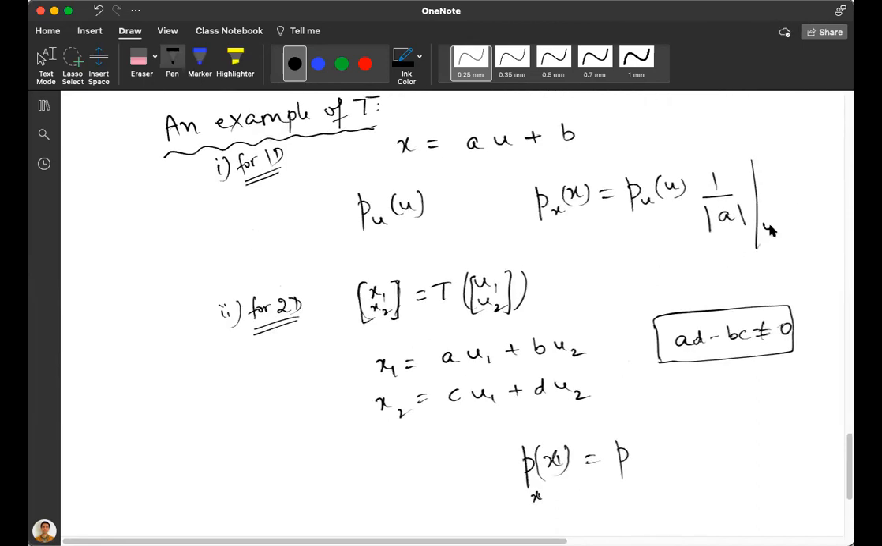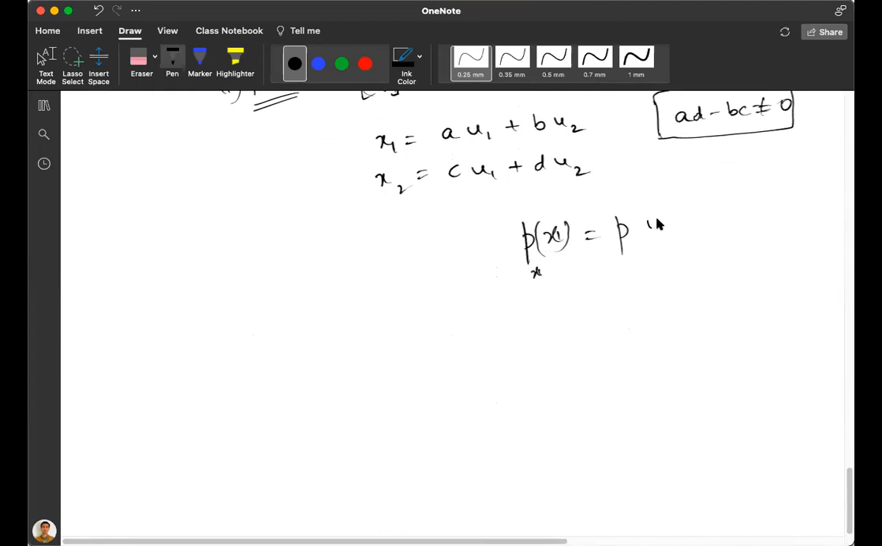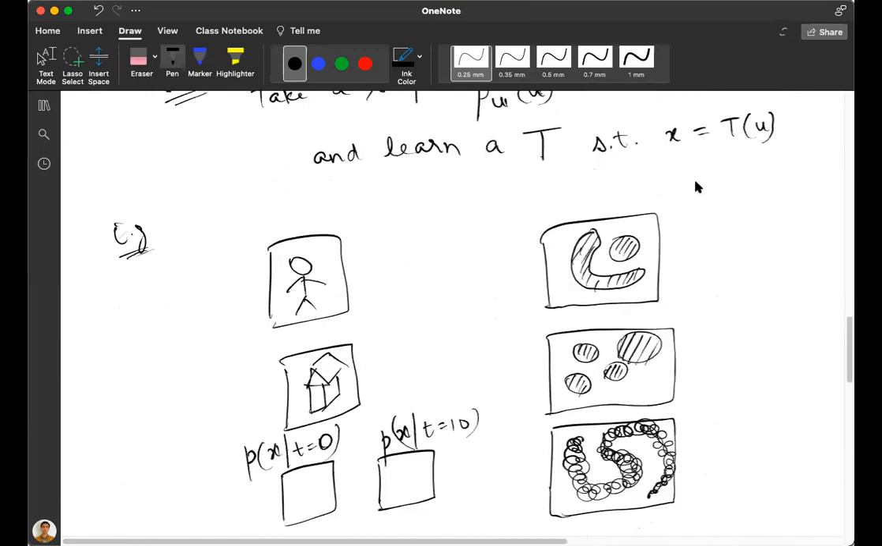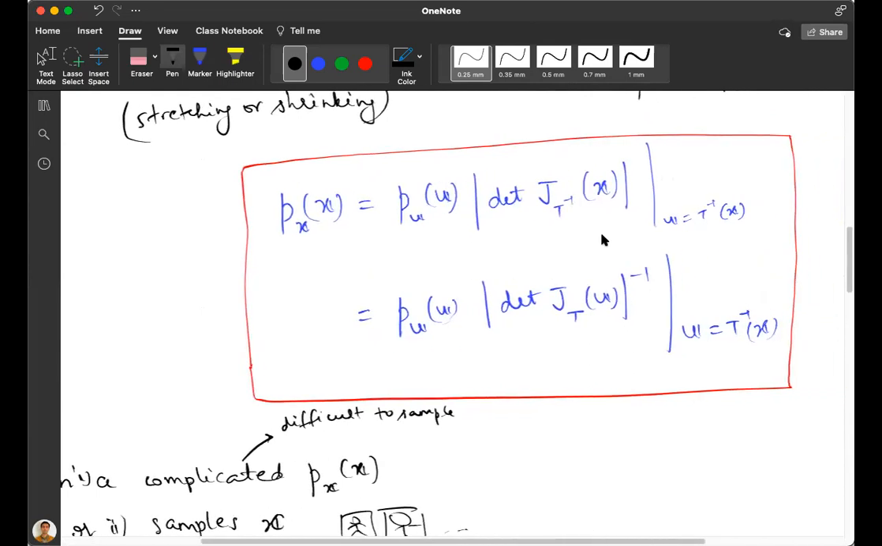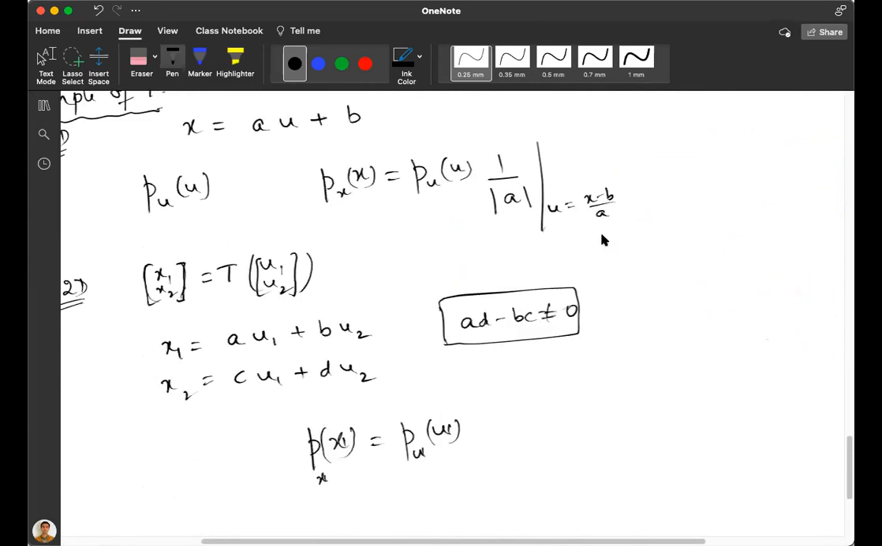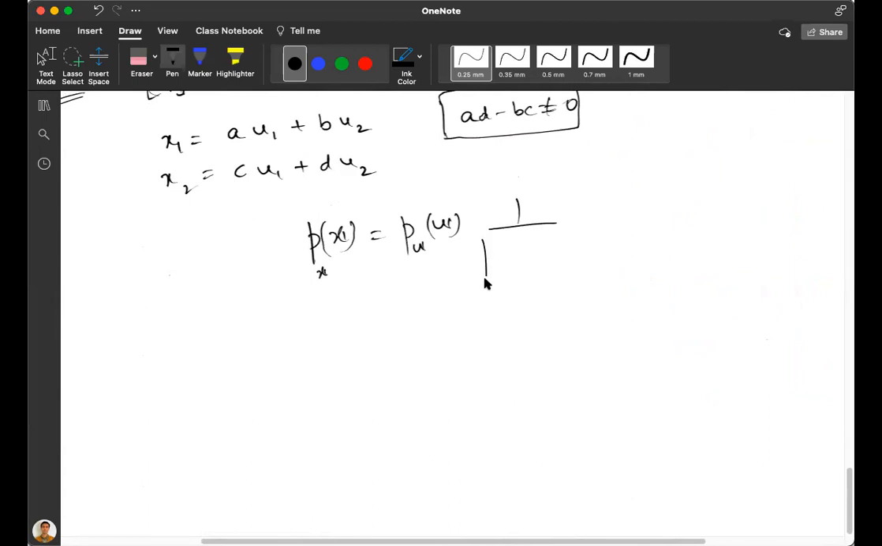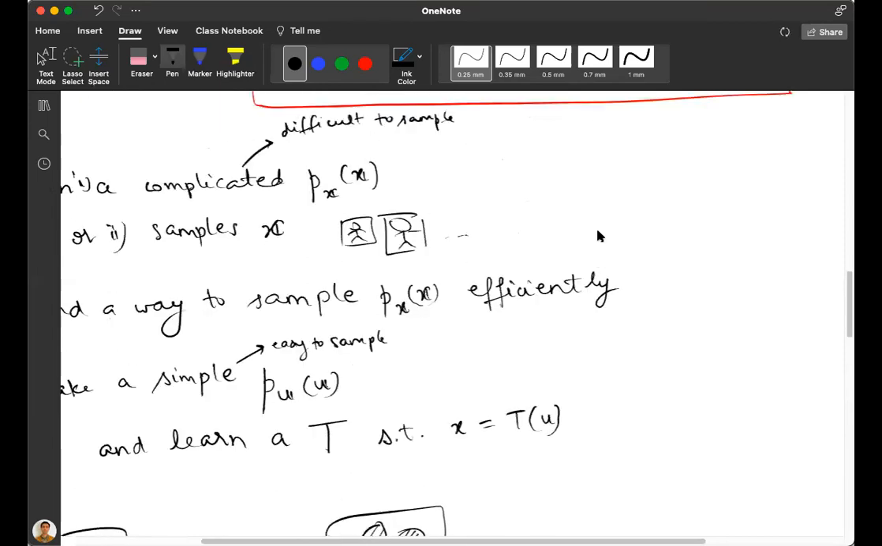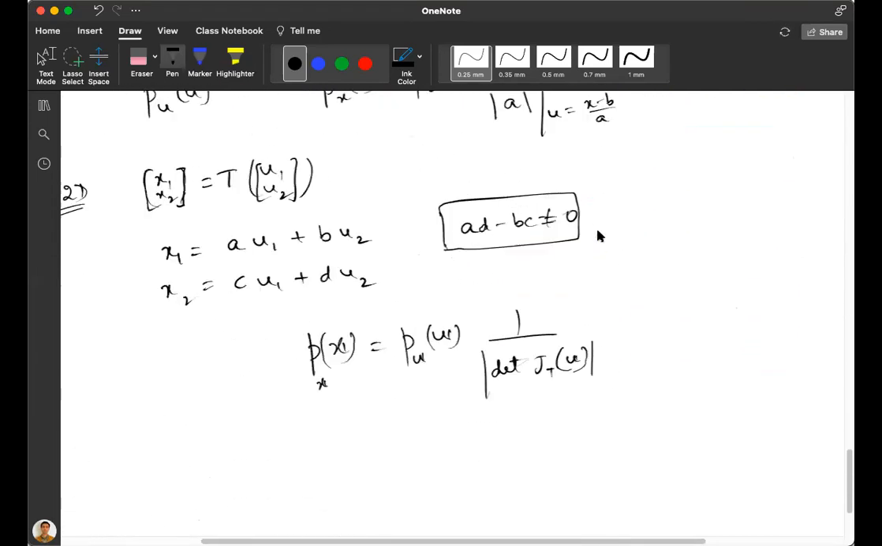Here, I think we also have to put U is equal to what? U is equal to X minus B upon A. What is PU? What is Pxx in terms of PUU? Times the Jacobian. Let's take what notation we use. Determinant of JT inverse X, or 1 upon determinant of JT. Right? This was the formula where U equal to T inverse X.